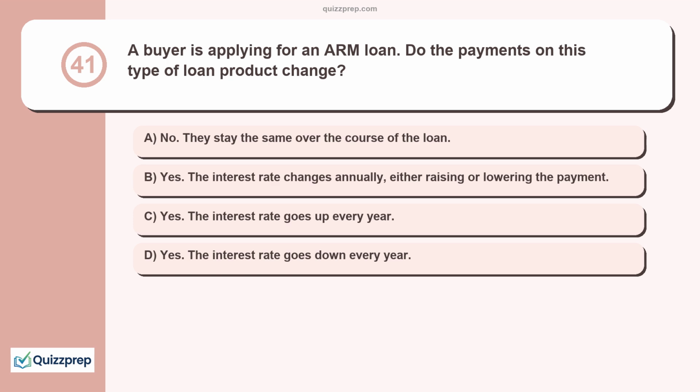Question 41. A buyer is applying for an ARM loan. Do the payments on this type of loan product change? No. They stay the same over the course of the loan. Yes. The interest rate changes annually, either raising or lowering the payment. Yes. The interest rate goes up every year. Yes. The interest rate goes down every year.